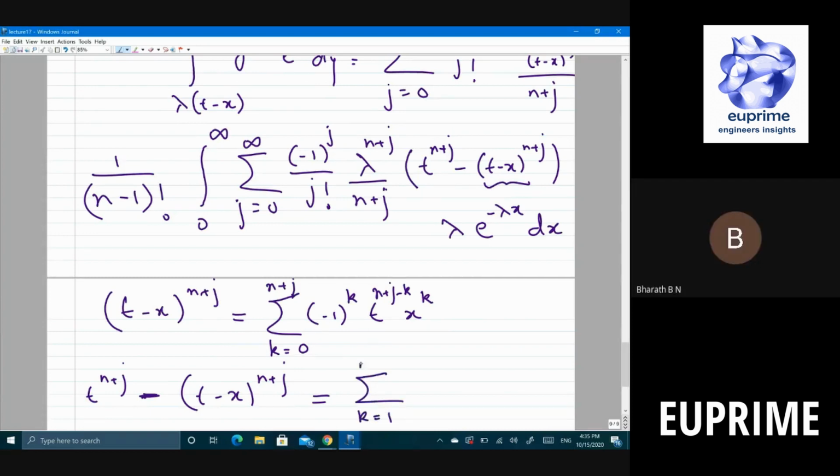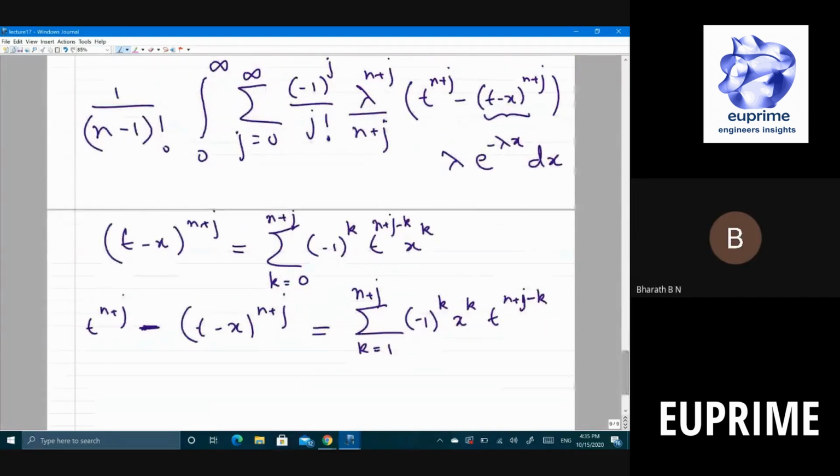k equal to 1 to, oh sorry, not infinity, n plus j. Yes, sir. Minus 1 power k, x power k, t power n plus j minus k. Okay, now what is the next step? See, there is an integral and then there is a summation, right? So integral of an infinite sum, when can I interchange the two? Okay, when the sum is finite. Limit. Now can you tell me the answer?